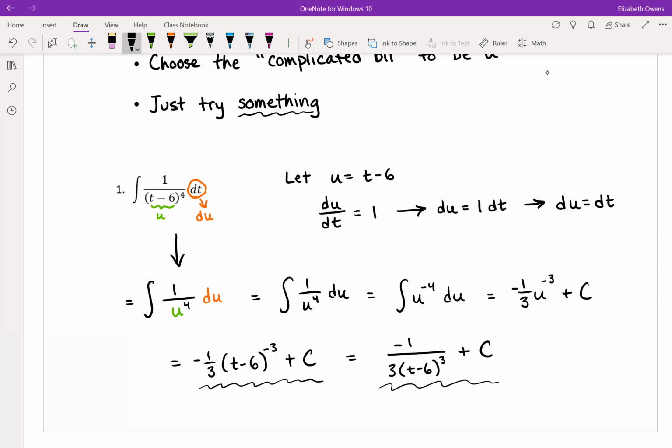You don't want to stop when you've gotten it in terms of u, even though that can be tempting. You're like, yay, I got the antiderivative, but it needs to be put back in terms of the original variable to truly be the solution. Okay, so that's how this is going to work. And in the next video, we'll do a couple more examples.